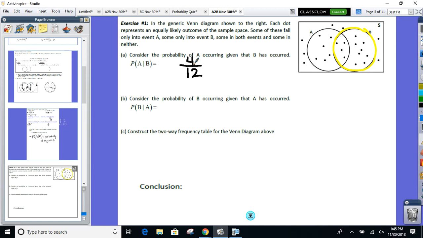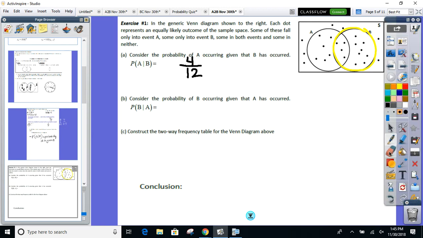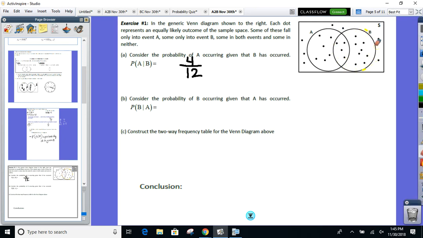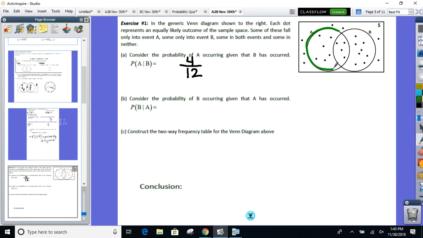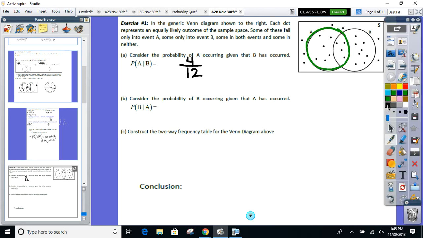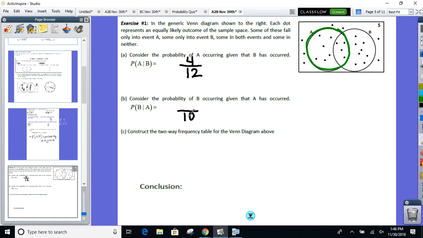You are now going from a new total, and that total is whatever was given. Okay, flip it on yourself right now. What's the probability of B given A already happened? So now you're looking at a different set of dots, the ones that are in A. So how many total dots do I have in A now? 10. And how many are from B? 4. Yep.